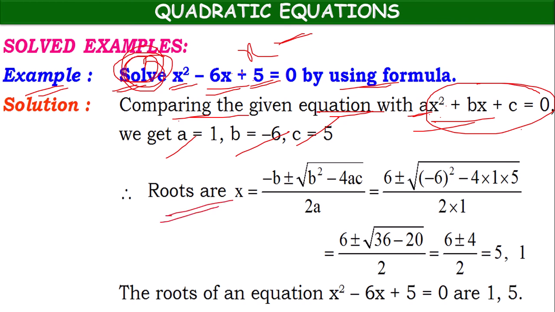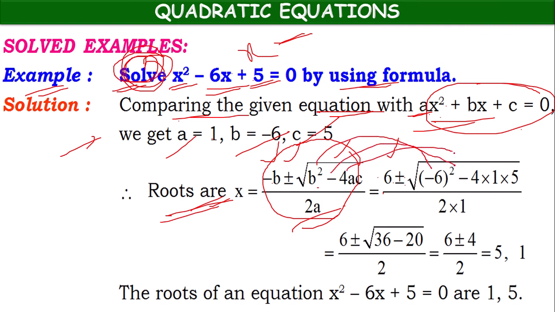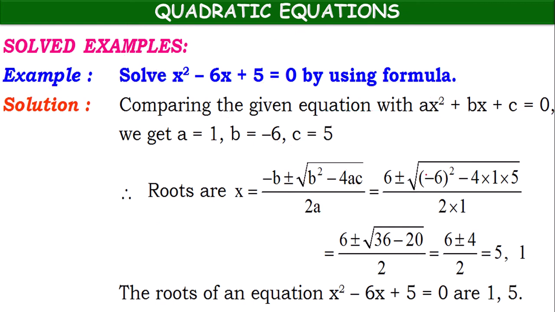So roots of x are, we have the formula minus b plus or minus root of b square minus 4ac by 2a. Already we know a, b, c values. We can substitute them. Minus of b value minus 6, which becomes plus 6, plus or minus root of b square, minus 6 whole square, minus 4 into a value 1, c value 5, by 2 into a value 1. Let's substitute all the values.